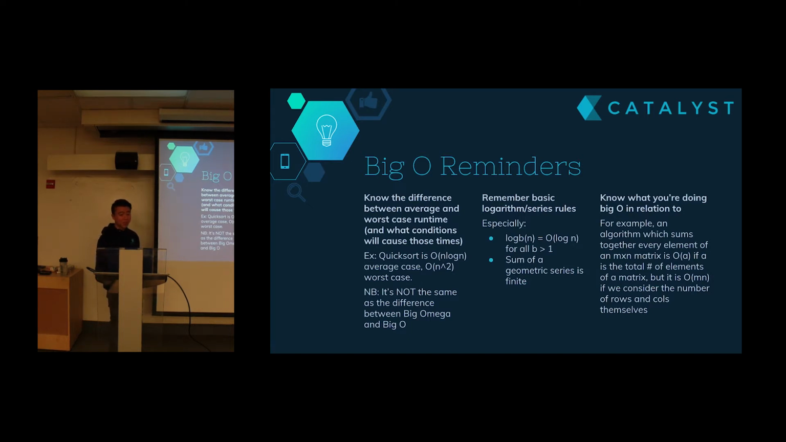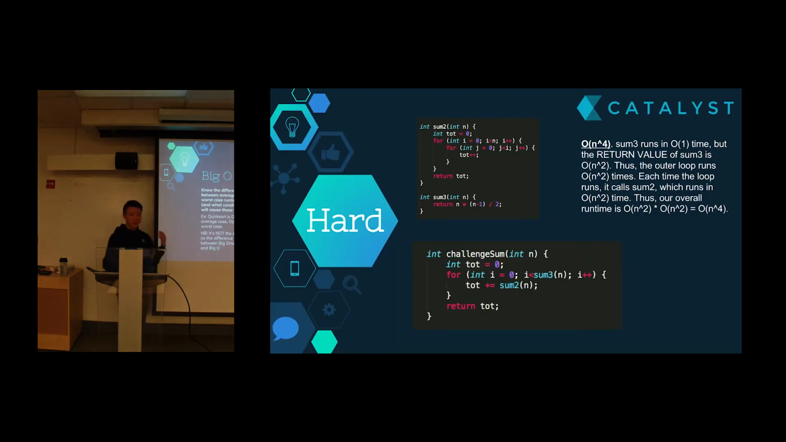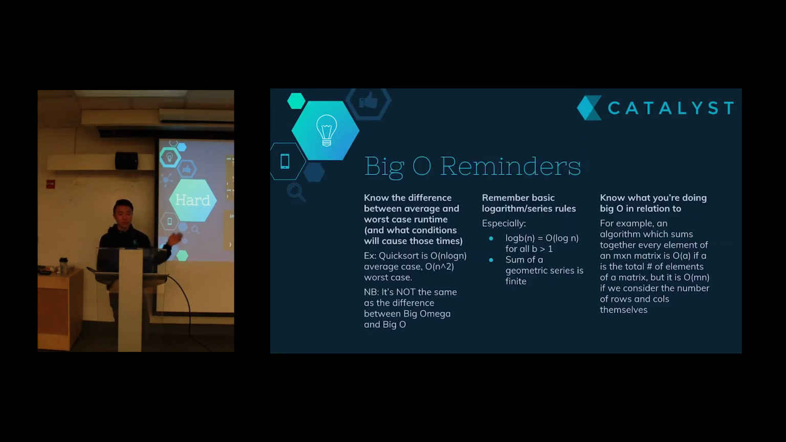So the last one is that you should know what you're doing big O in relation to. For all of the previous examples, we had one input, which was just an int n. But in most cases, you're going to have something where there's more than one input, or more than one thing that you can compare yourself to.